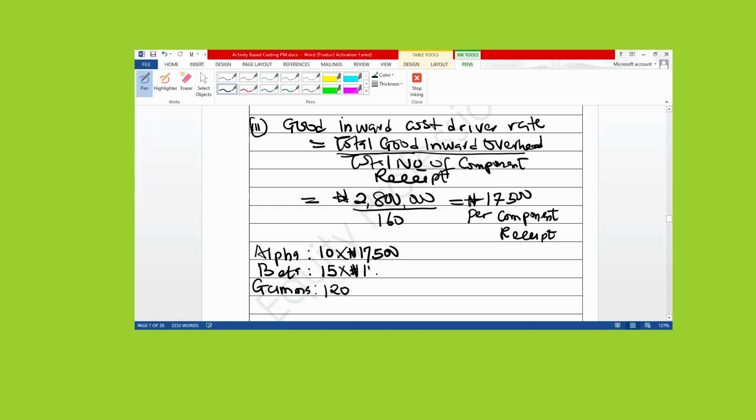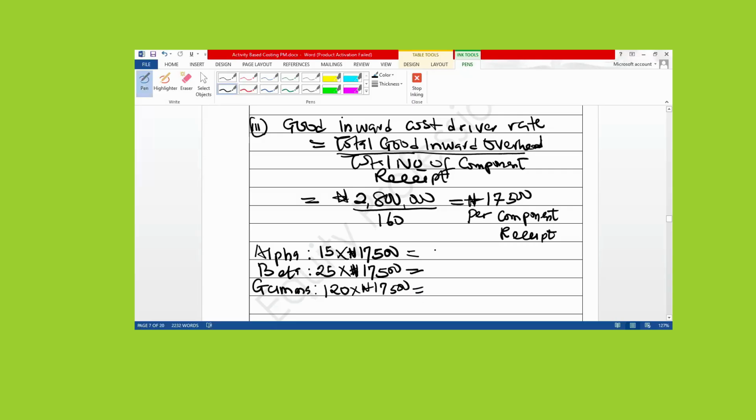Multiply. There's a mistake. Alpha is 15. Beta is 25. Alpha is 15, beta is 25. Now multiply.